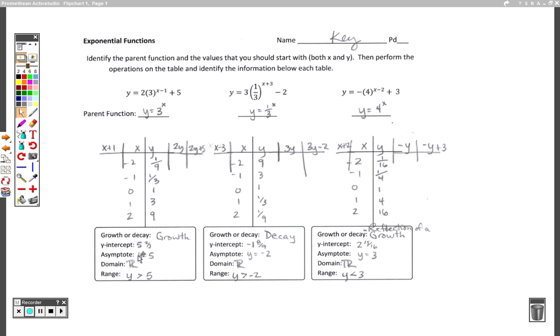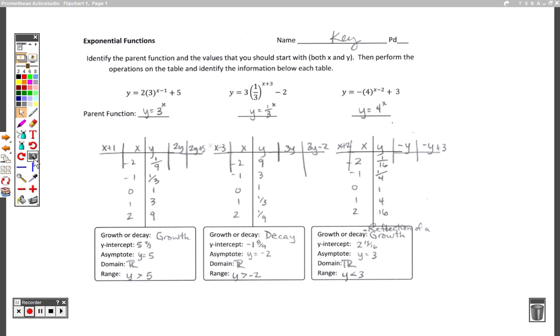Again, remember to find the asymptote, we can just look at our k. Domain is all real numbers. Our range, you need to consider where the asymptote is. Here it's been shifted up 5, and because it's not reflected over the x-axis, our range is all values greater than 5.